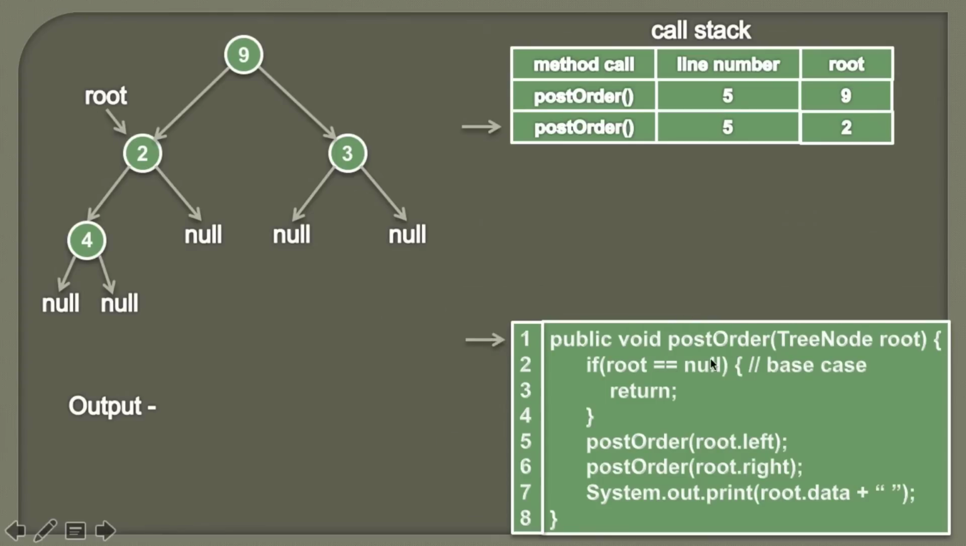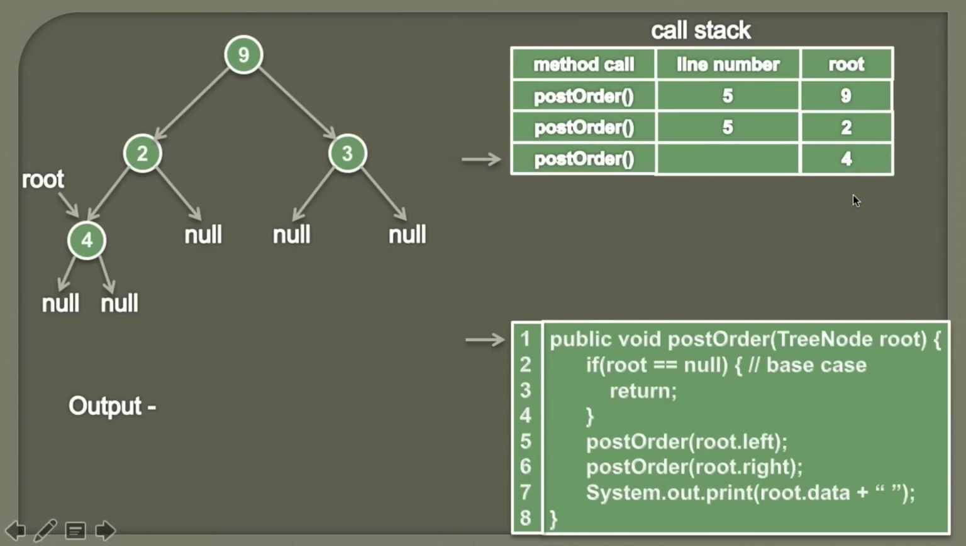So now the point of execution reaches this post order method with root as 4, and we know that root will now point to node 4. As this method starts its execution, there will be one more method on the call stack with root as 4. So this post order method will now start its execution with root as 4.